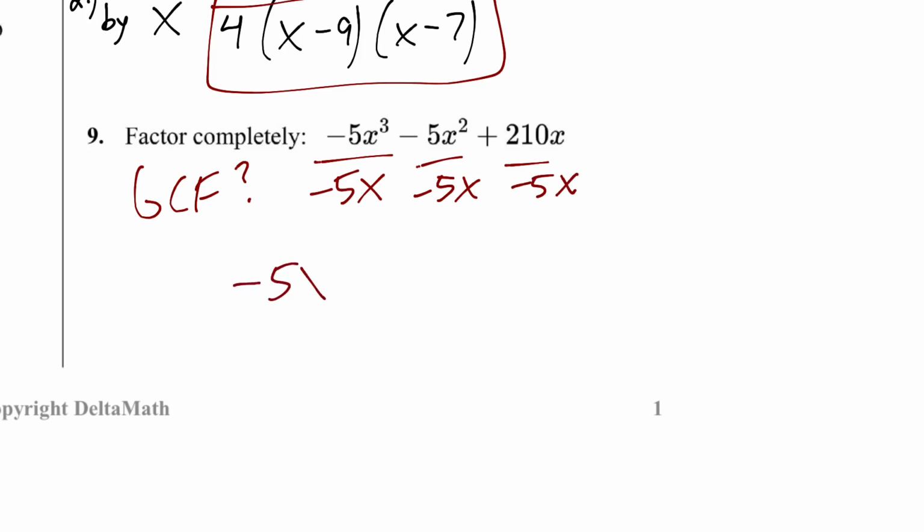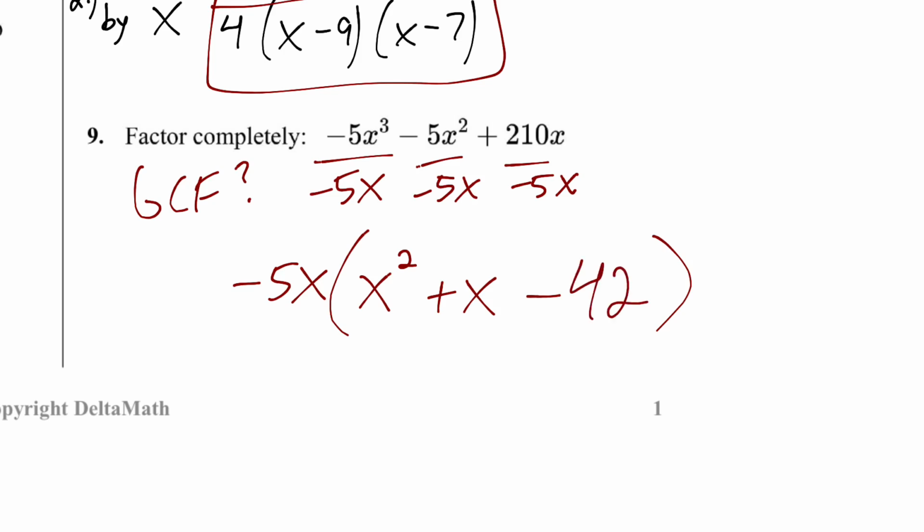That means we'll have a negative 5x on the outside of the parentheses. This will be x squared, this will be plus x, and this will be minus 42. If you're not sure how to do this, do the numbers separately. Negative 5 divided by negative 5 is 1. Negative 5 divided by negative 5 is 1. 210 divided by negative 5 is negative 42.